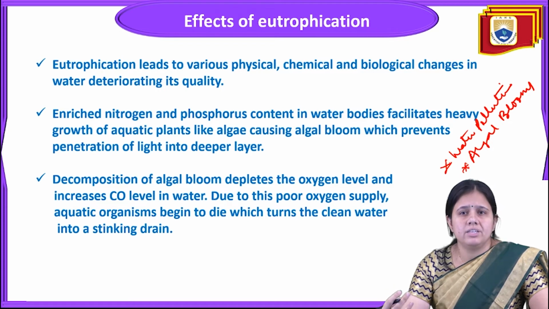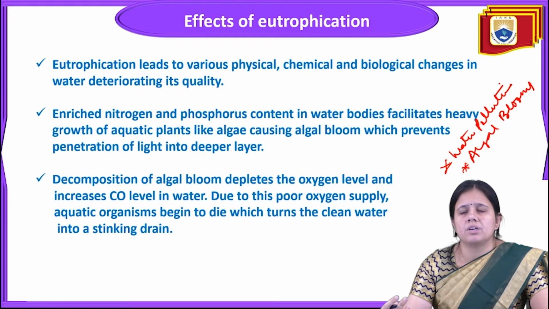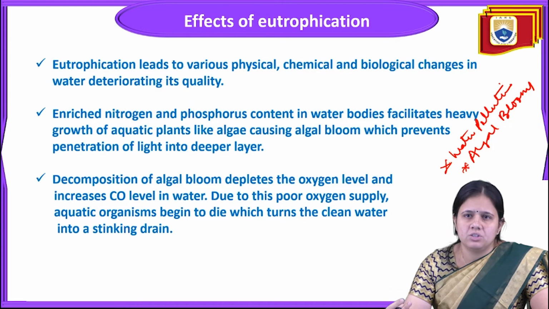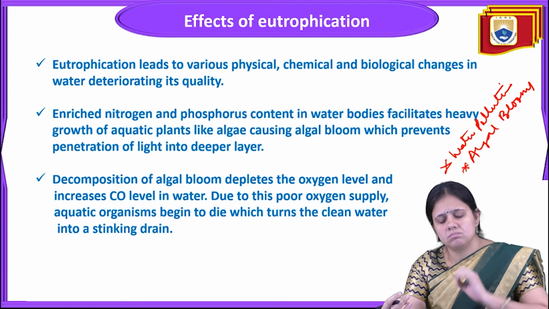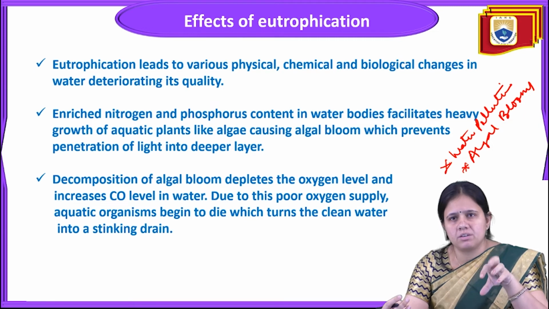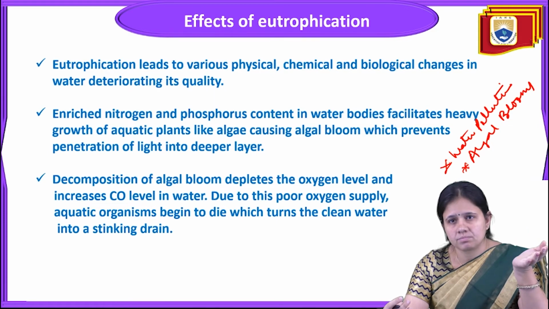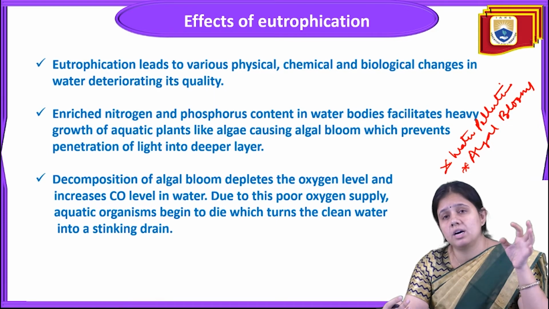Next is the enriched nitrogen and phosphorus contained in water bodies, that facilitate heavy growth of aquatic plants like algae, that is causing algal bloom, which prevents penetration of light into deeper layer. So due to more amount of nitrogen and phosphorus, algal bloom is there. So this algal bloom is causing the prevention of sunlight from coming into deeper layer of the water body.